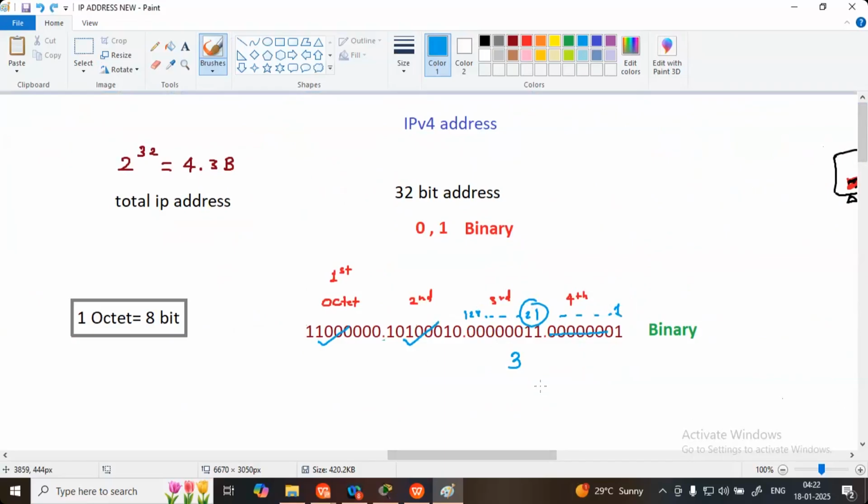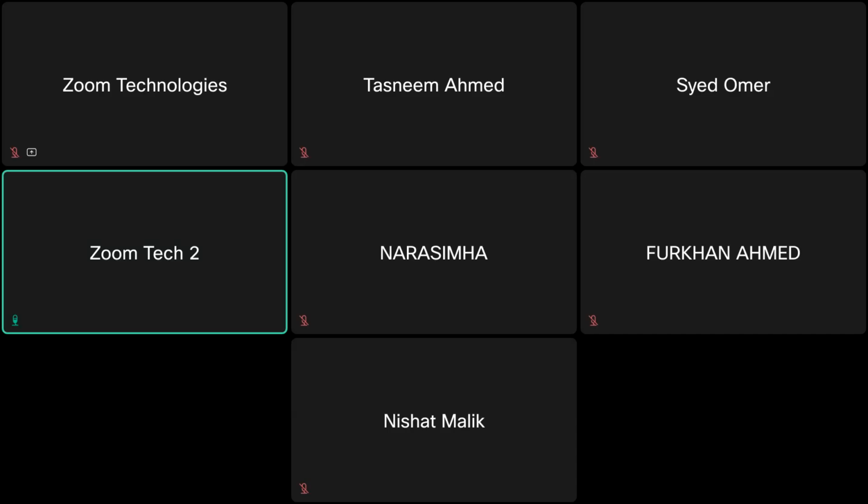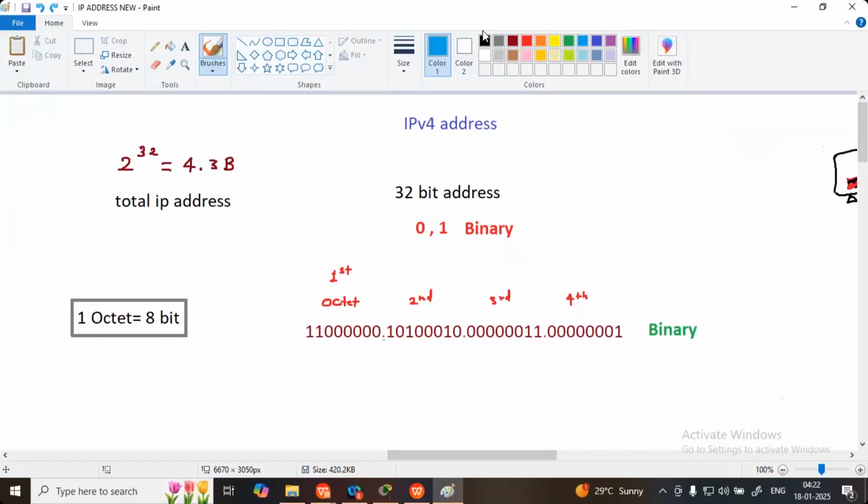So the decimal form of this IP address is 192.162.3.1. That's why we have to assign this IPv4 address to the device. No need to assign binary here, because we have to assign the decimal form.